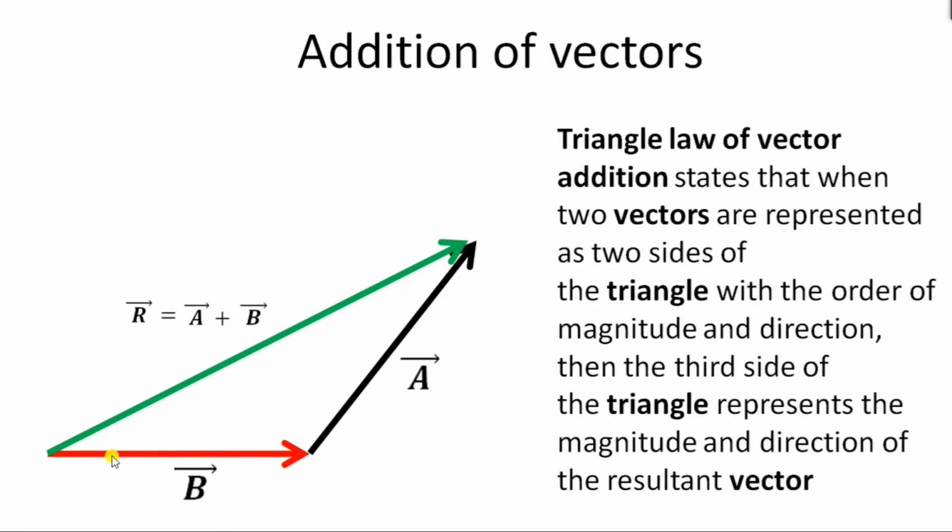It states that if two vectors represent two sides of a triangle, then the resultant of these two vectors will be represented by the third side of the triangle. But you have to take care that the tip and the tail of the two vectors should come together. So this is called the triangle law of vector addition.